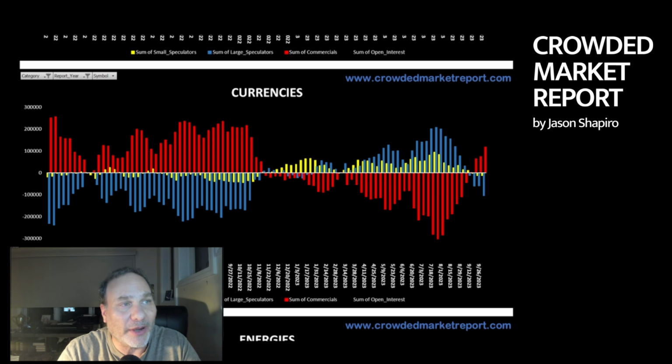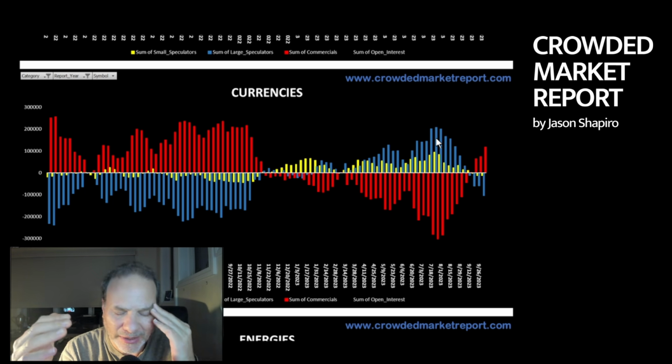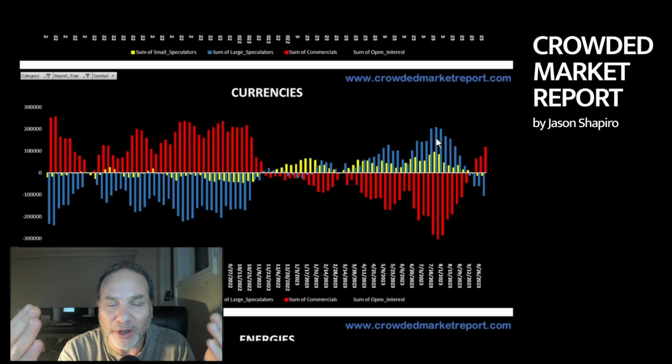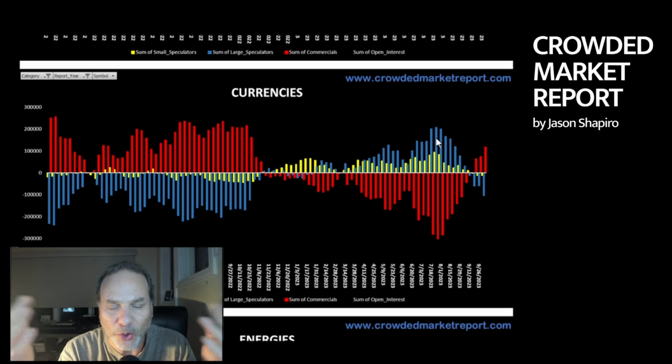Again, real quick, I've talked about it in the past, but if we look at this, the red line is commercials, the yellow line is small speculators, and the blue line is large speculators, which is divided by the CFTC, who puts this report together, by people. They actually call them reportables, which are the large speculators, and non-reportables, which are the small speculators. If you put a certain amount of futures contracts on, you have to report it, which they are doing because they don't want people to try and corner the market.